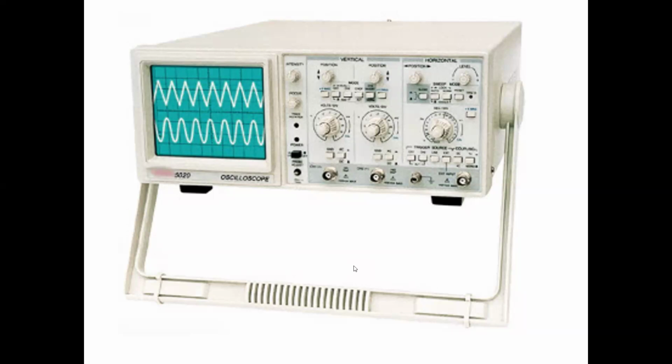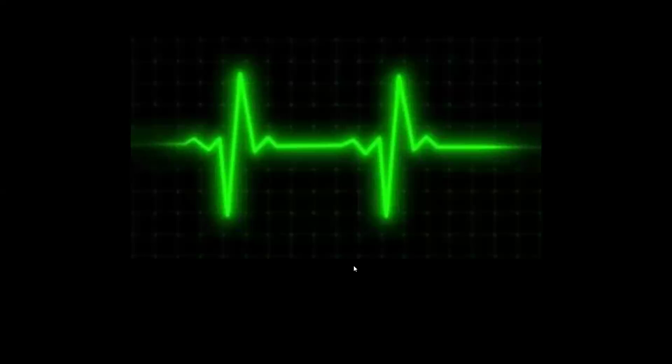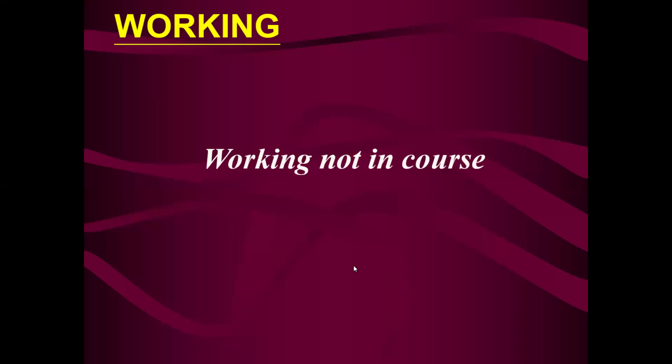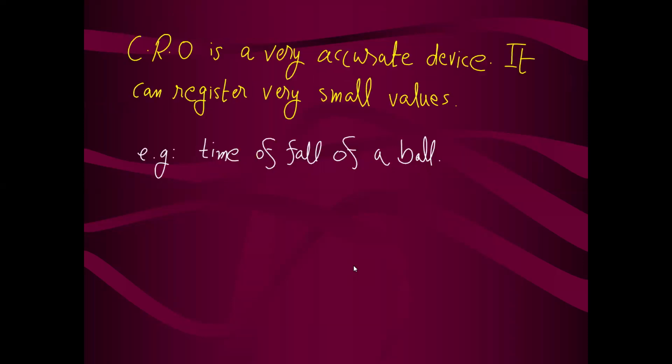Similarly, the radars used for military purposes also use this. Now, this is a famous heart pulse shown by the CRO. CRO is a display device. How a CRO works itself is not in the course and is not required now.